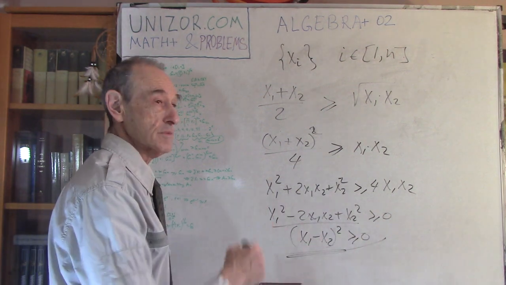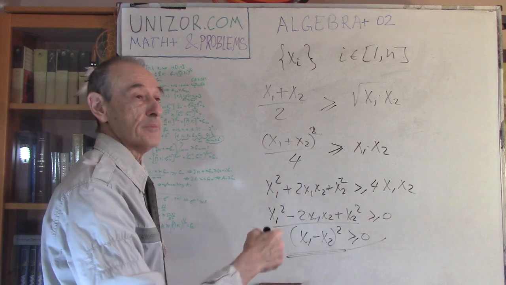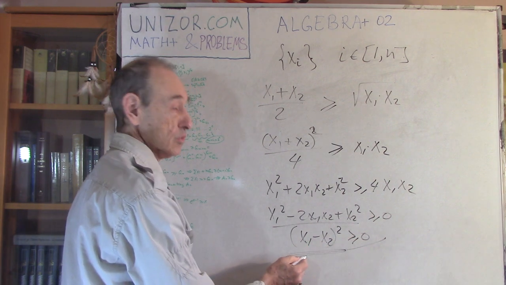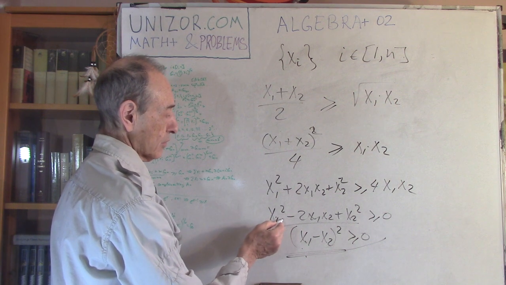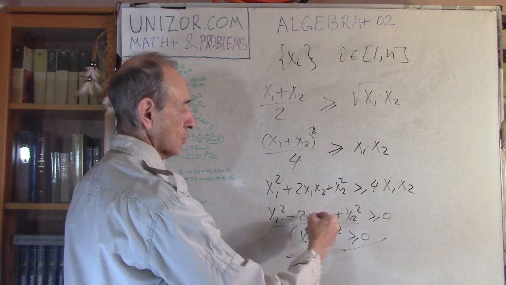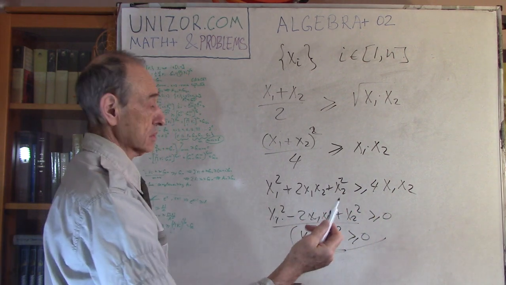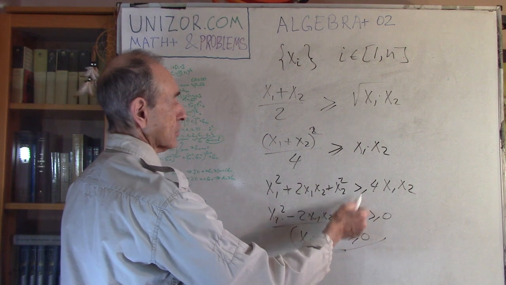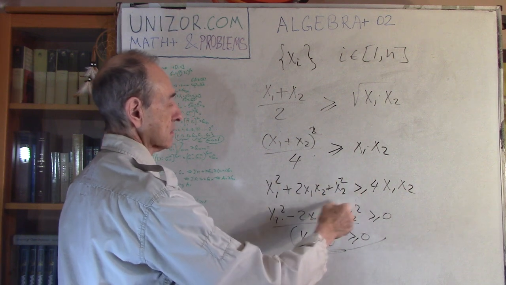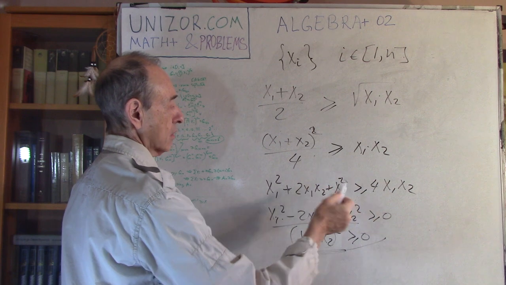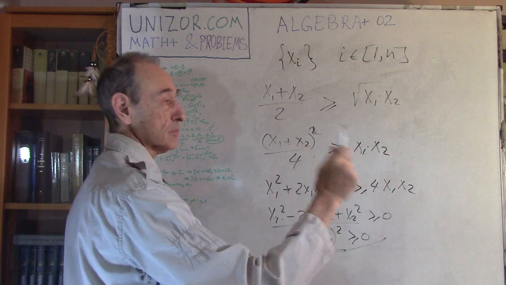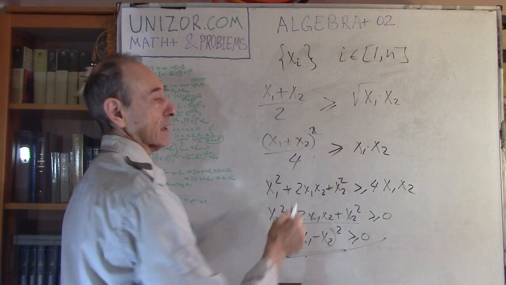Now I'm saying all the transformations which I was just making are reversible invariant transformations. From the absolutely true statement, I can go to here. From here, I can go to here by adding 4x1x2 to both sides of the equation. That's an invariant transformation. Now this I will transform into this, just change the explicit square into this and divide it by 4. And from this, by extracting square root from both sides, which is an invariant reversible transformation, if we're talking about non-negative numbers, I get this. Now, this is the proof.